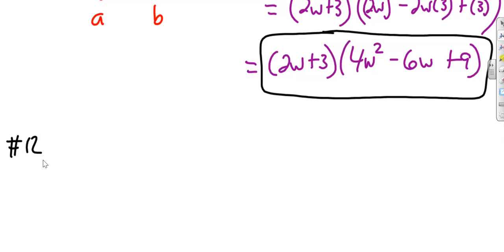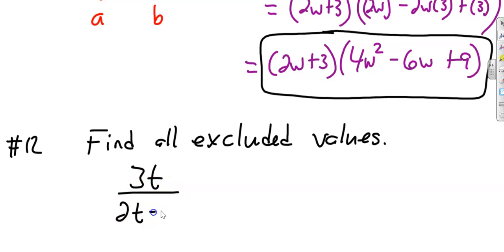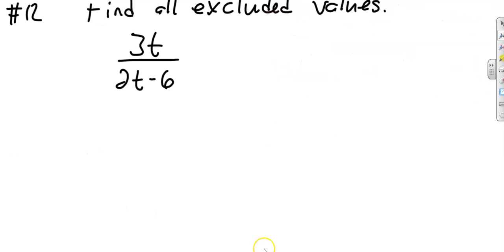Okay, so for number 12, it says find all excluded values. And then it says that is find all values for which it is undefined. Again, excluded values is really just one small thing that you have to do. Just take the denominator and set it equal to 0.